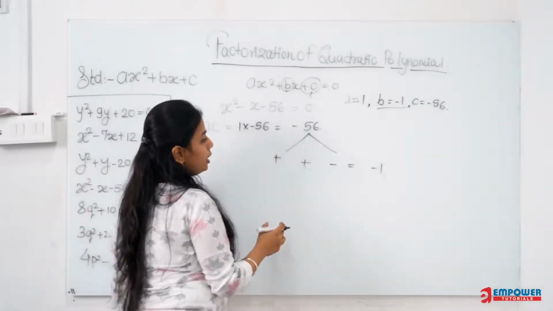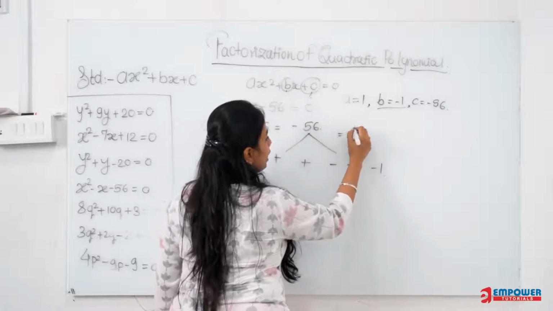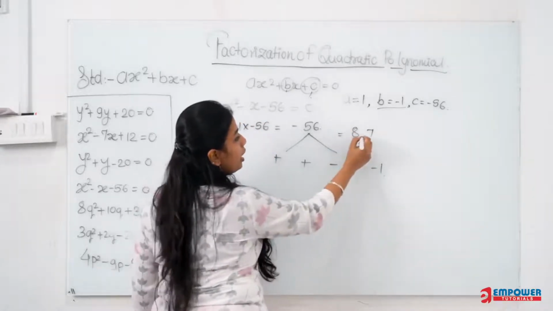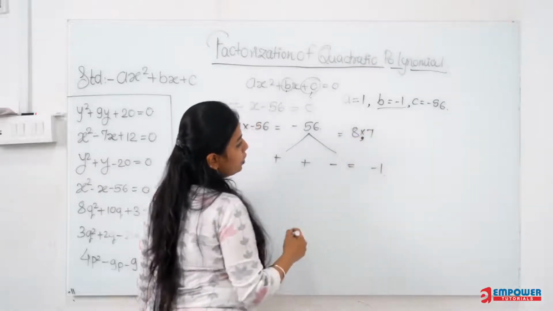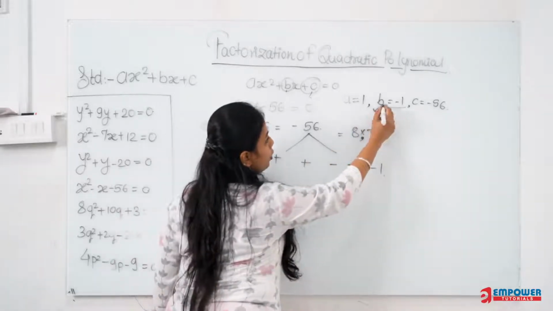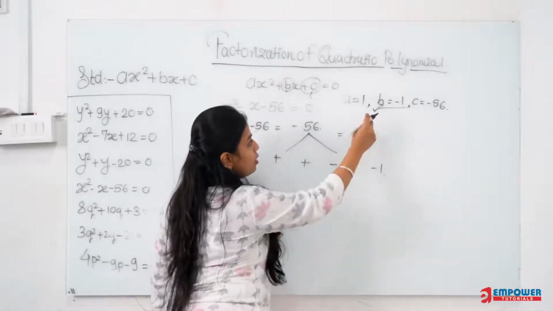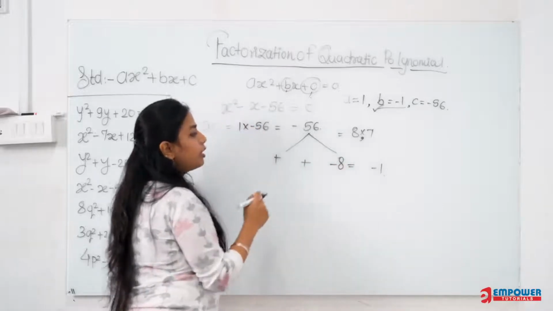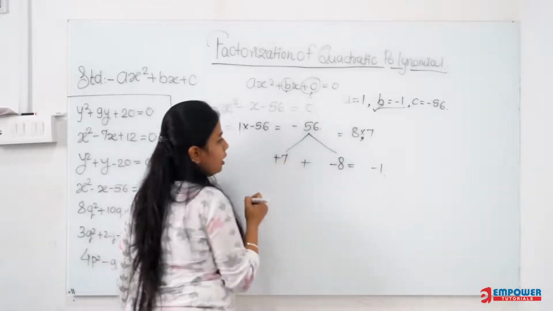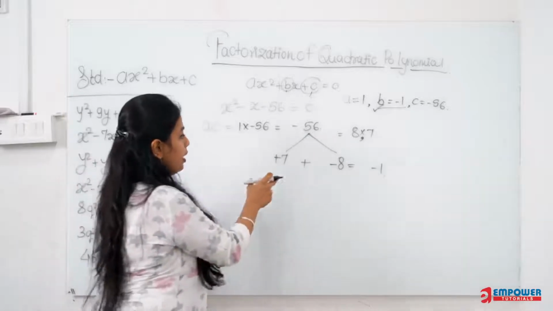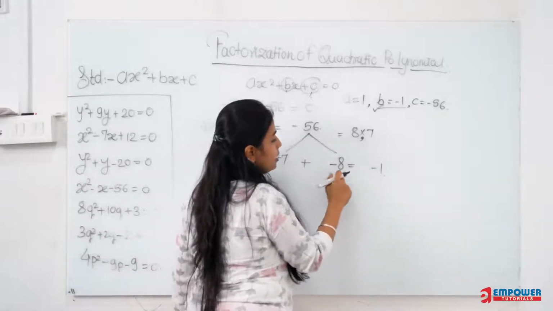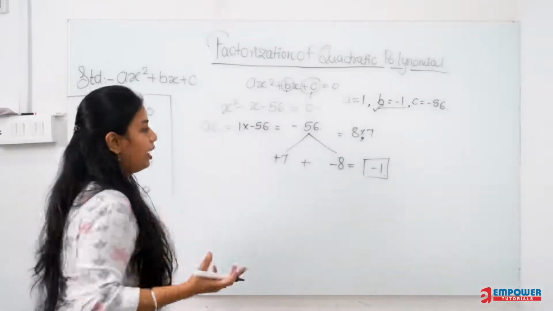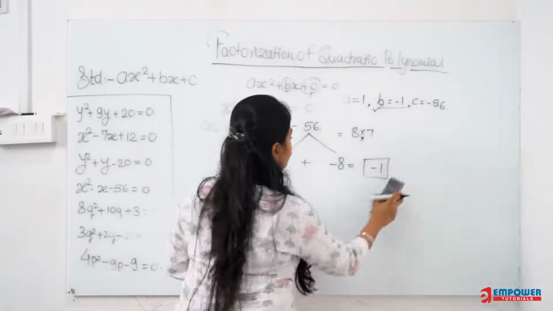Now what can be the factors of 56? So I can think of 8 and 7. Now which number should have positive sign and which number should have negative sign? It will be decided by the coefficient of b. Since coefficient of b has negative sign, I will add negative sign to the greater number, and the smaller number will have positive sign, because the addition of plus 7 and minus 8 will be equal to minus 1. So this is how you can decide the sign of your factors.